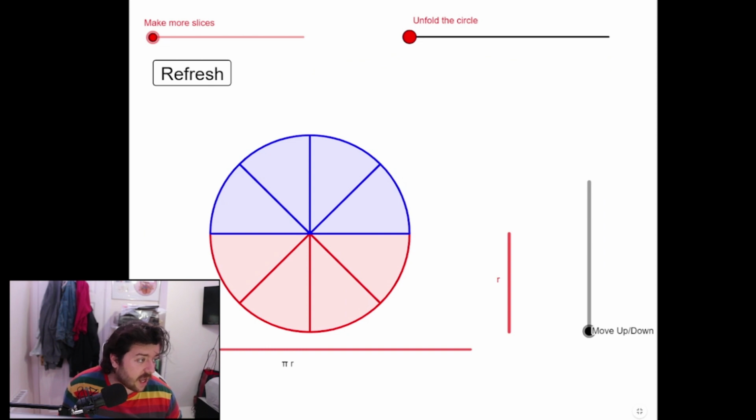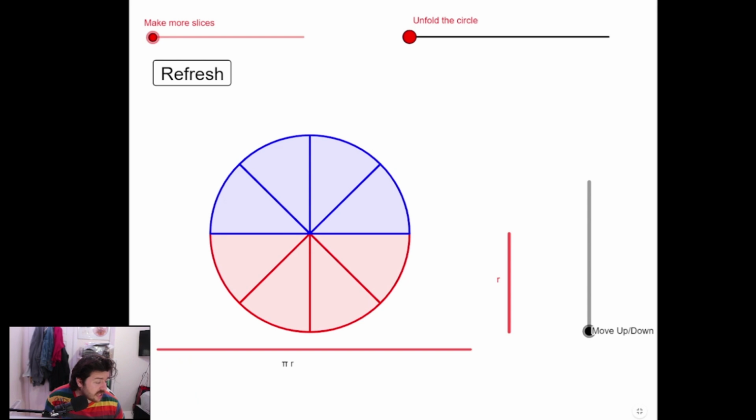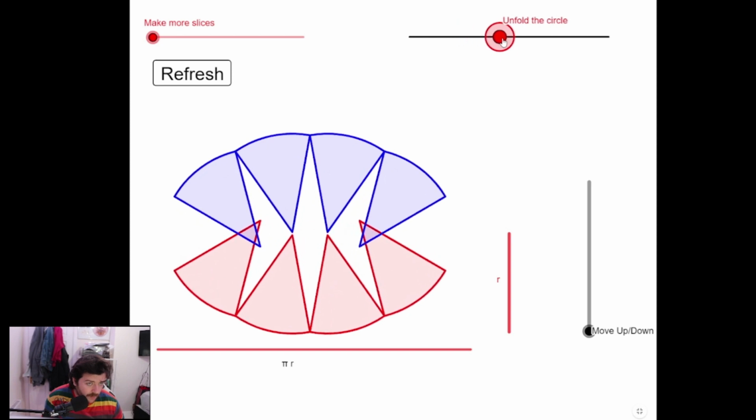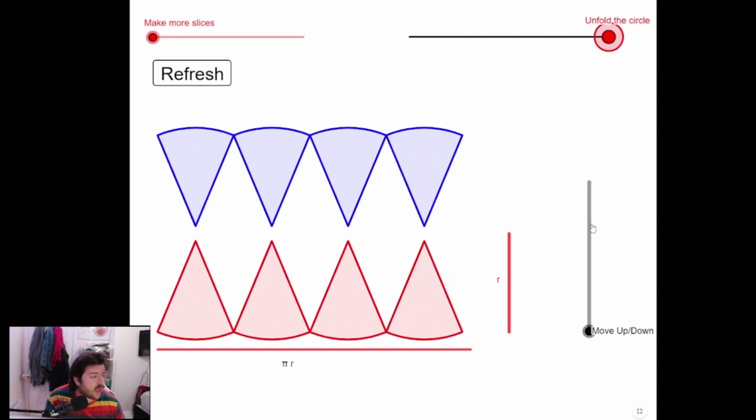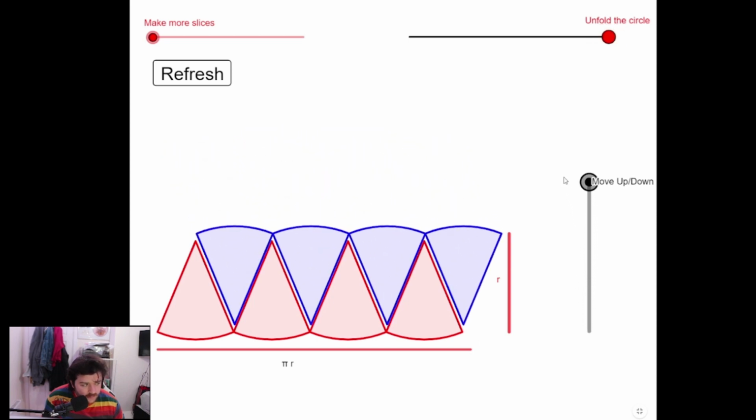So if we look here, here is a circle that is cut into 8 slices. What I'm going to do is unfold this circle. I cut the circle into 8 slices, and I'm going to unfold this circle here. And now what I'm going to do with these slices is put them on top of each other, like this. Now I'm left with a parallelogram.